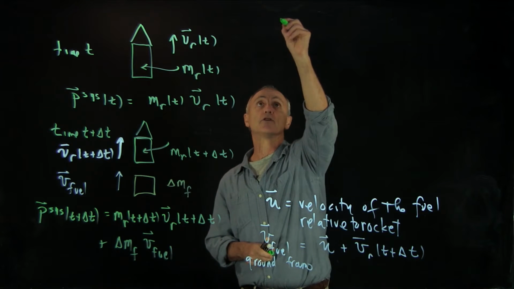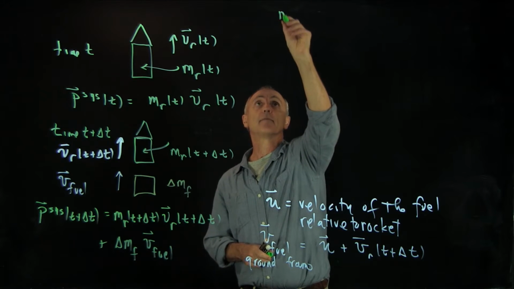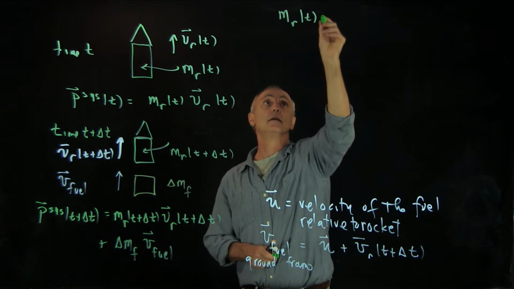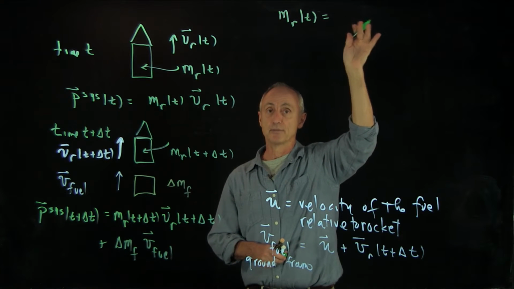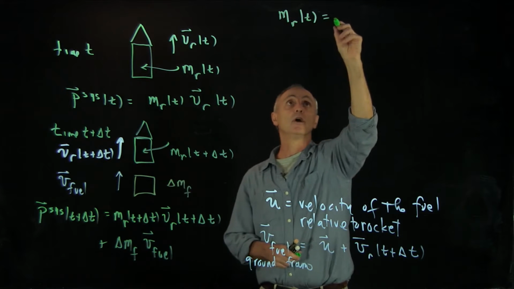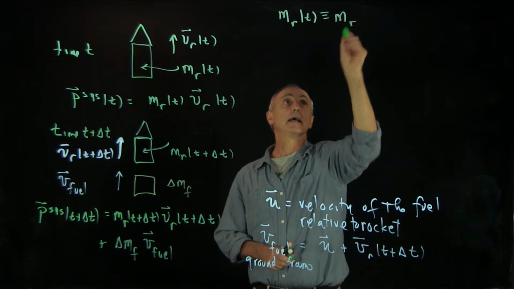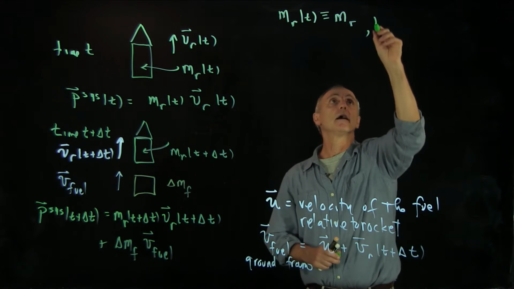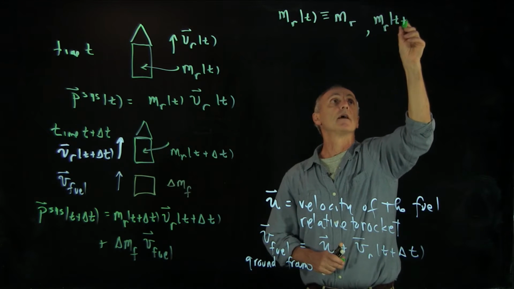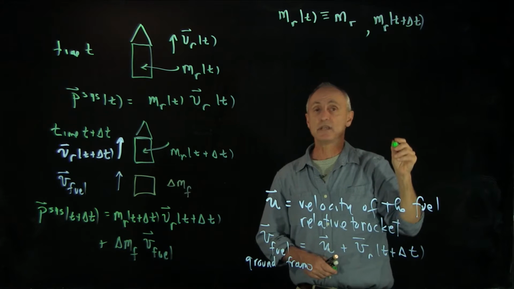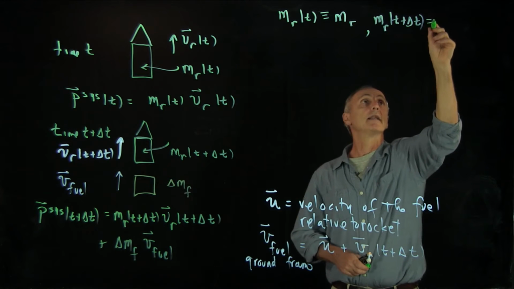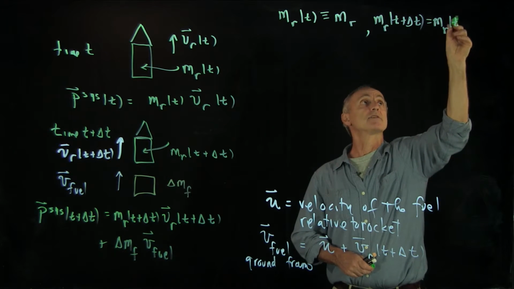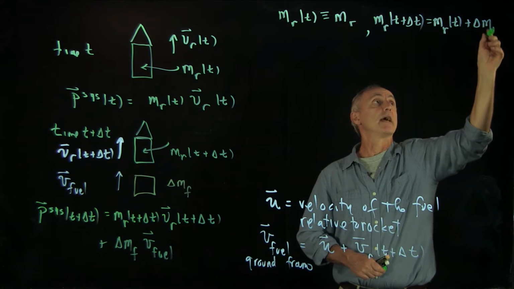So the first thing we want to do is say that the mass of the rocket at time t, this is the mass of the rocket plus the mass of the fuel in the rocket at time t, we're just going to denote that by m_r. And keep in mind that when you write the mass at time t plus delta t, we'll write that as the mass at time t plus delta m_r.